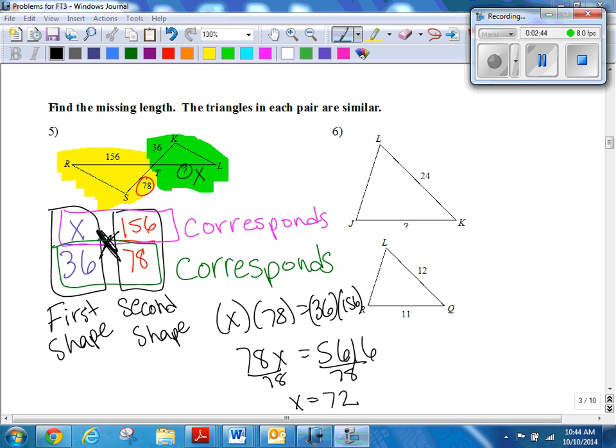All right, you're going to try number 6 on your own, so try to get that proportion set up. When you get to the very bottom, you should get that x equals 22. So go ahead and give that a try.